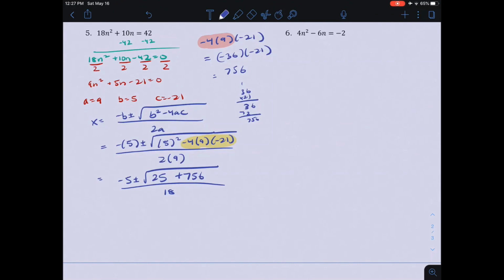And then from here, we're just going to carefully simplify. So if I simplify this out, I'll get negative 5 plus or minus square root of, now 25 plus 756 is actually 781 all over 18. Now from here, I cannot simplify 781 any further, so I will just leave my final answer like this.